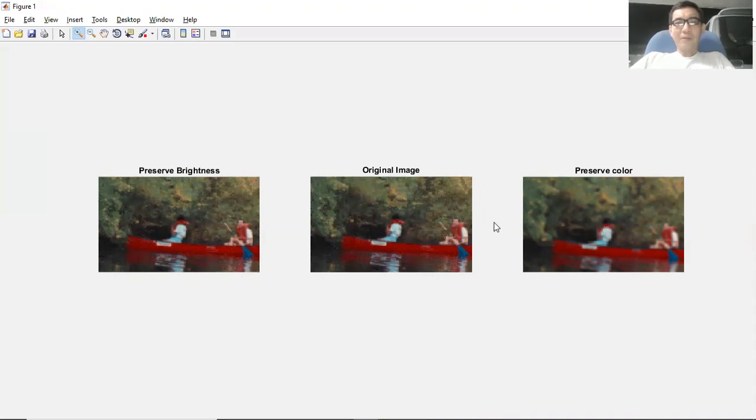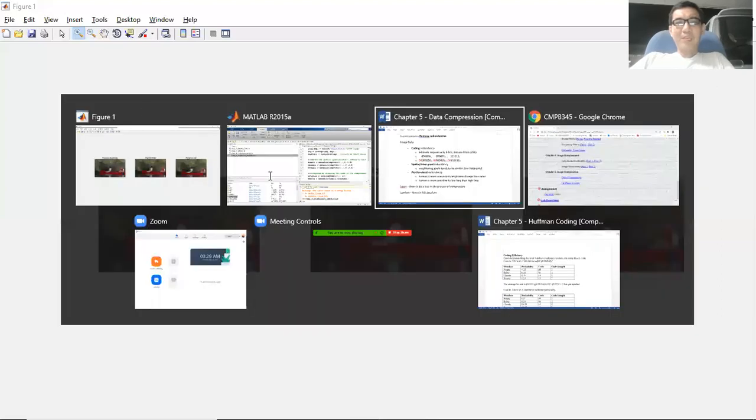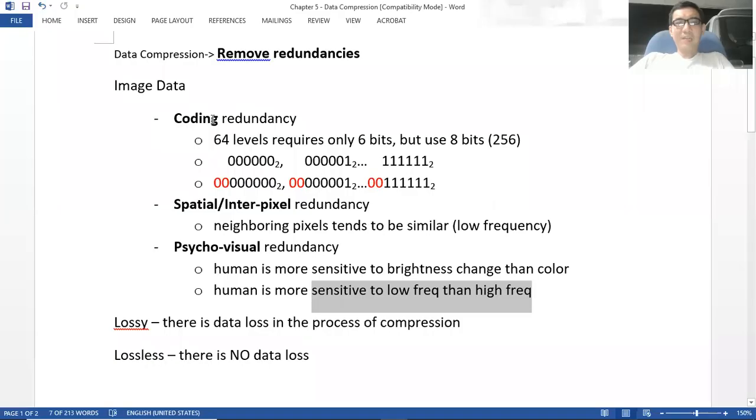Okay, so this is about the three redundancies in image data. Next, we have two terms here. One we call lossy, another one we call lossless. Lossy is where there is data loss in the process of compression.